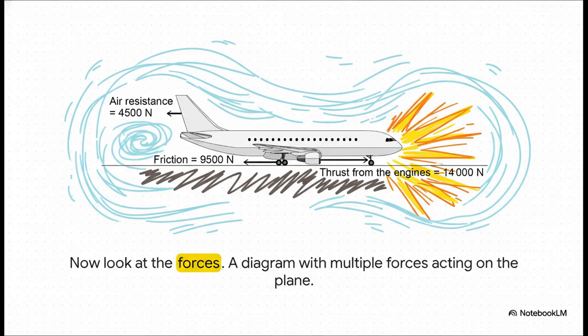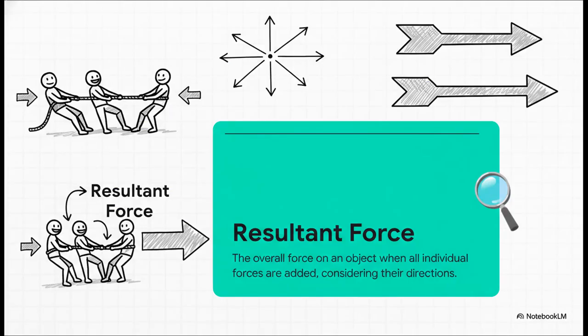We've got a forward thrust from the engines, and then 2 forces fighting against it, air resistance and friction. The key concept we need here is resultant force. It sounds complicated, but it's really not. It's just the overall force once you've added everything up. Think of it like a game of tug of war. You add up all the forces pulling one way, and you subtract all the forces pulling the other way.